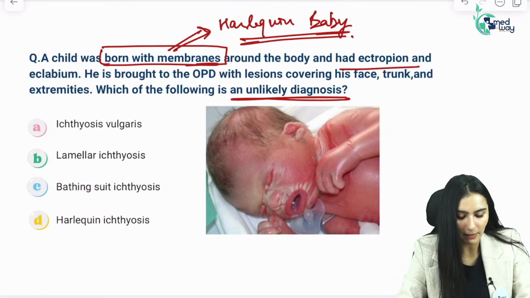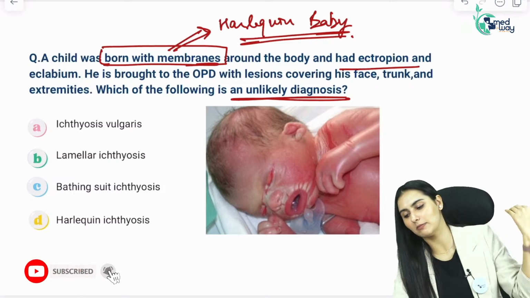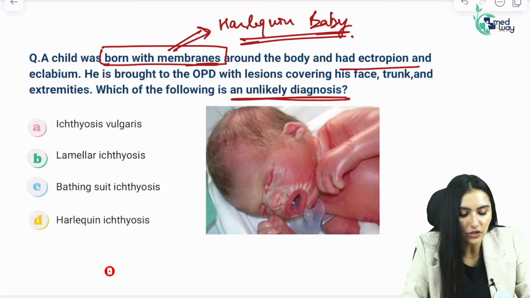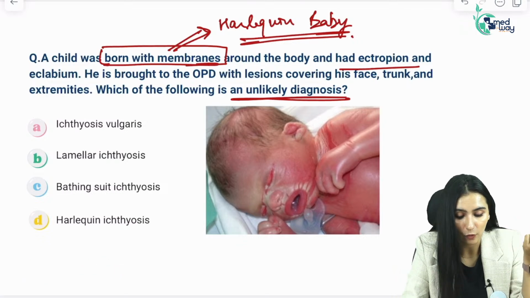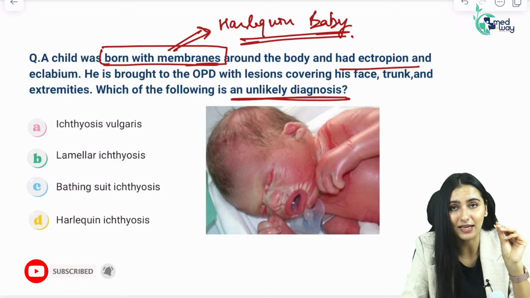So this is harlequin baby. I think the PDF will be available. I am not sure, but mostly I think it will be available. Okay. Coming back to the question, the child was born with membranes. He had ectropion. His extremities are covered. What is unlikely?